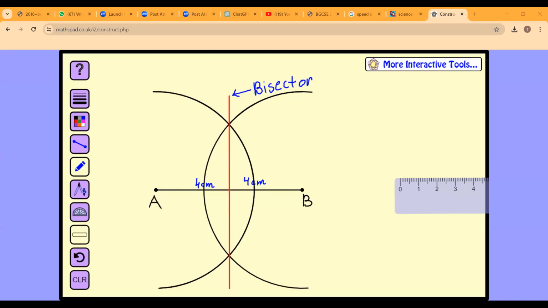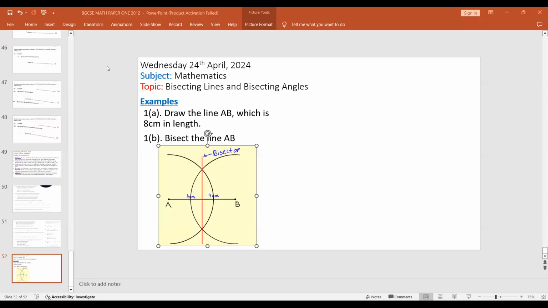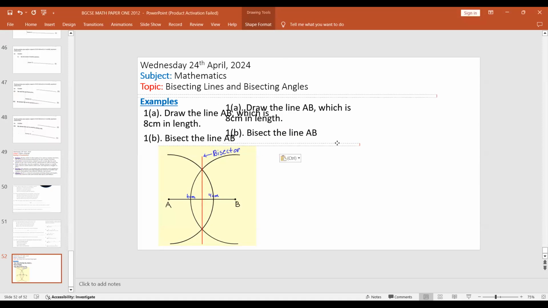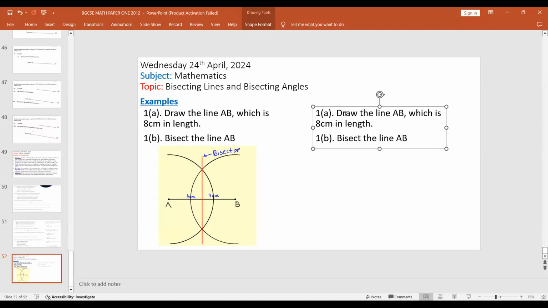Let's do another one. Can y'all see my PowerPoint? Yes, sir. I need everyone to see me. I need everyone to send me the first picture of the first bisection, the bisection of that line.